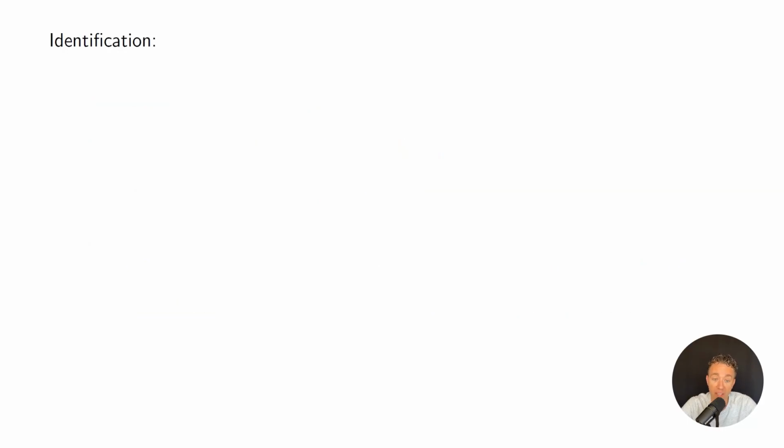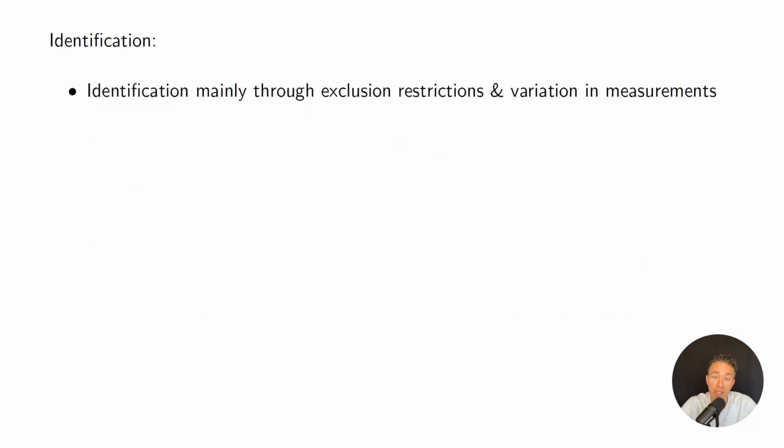How are these things identified? Well, basically, they are imposing a bunch of exclusion restrictions in how the factors are measured and then how the factors are affecting certain outcomes.